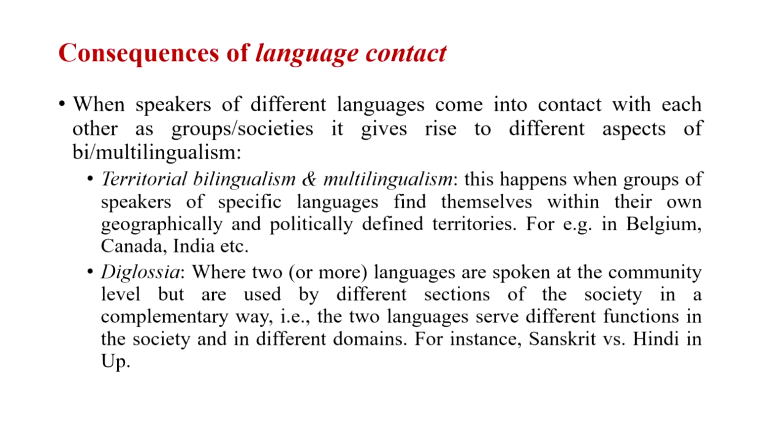Now, one of these is called territorial bilingualism or multilingualism, and it typically happens when groups of speakers of specific languages find themselves within their own geographically and politically defined territories. It is almost like saying, this area is inhabited by speakers of language A, whereas the adjoining area is inhabited by speakers of language B. It's very common in a few countries of the world.